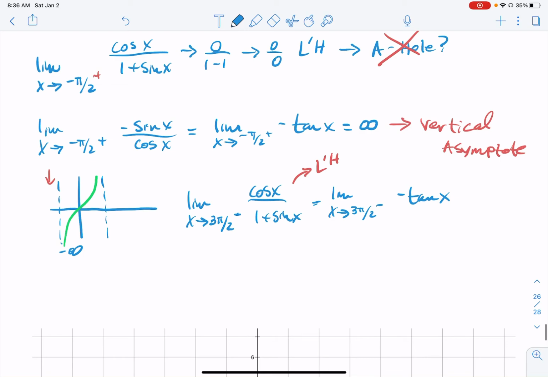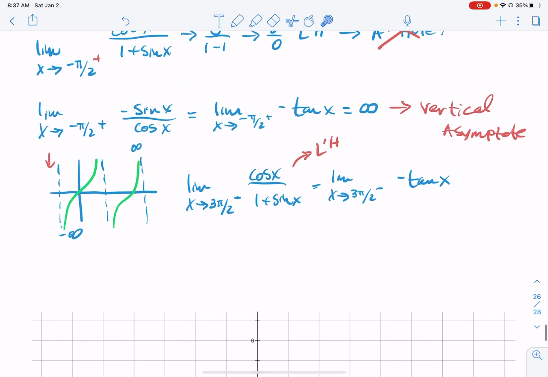So let's go back to our graph. I've got to draw in another little asymptote here. So 3 pi over 2 this time is this asymptote, and we want to approach it from the left-hand side. Here we can see that it's going up to positive infinity. But it's the negative of this positive infinity, so we can see that this is a negative infinity. Once again, we have ourselves a vertical asymptote.